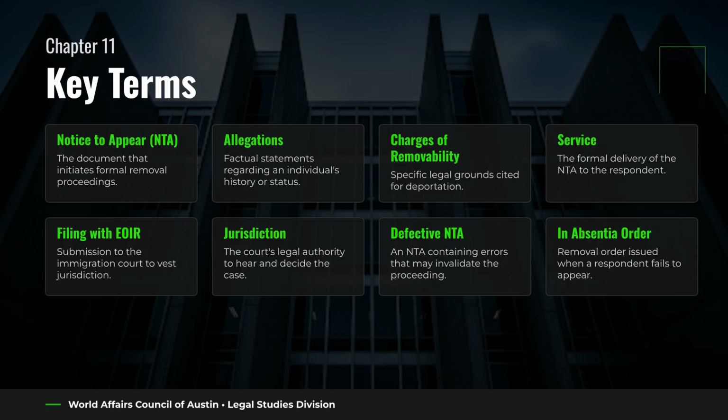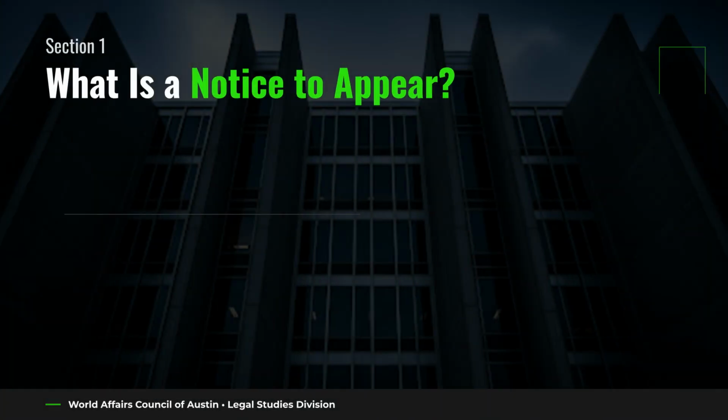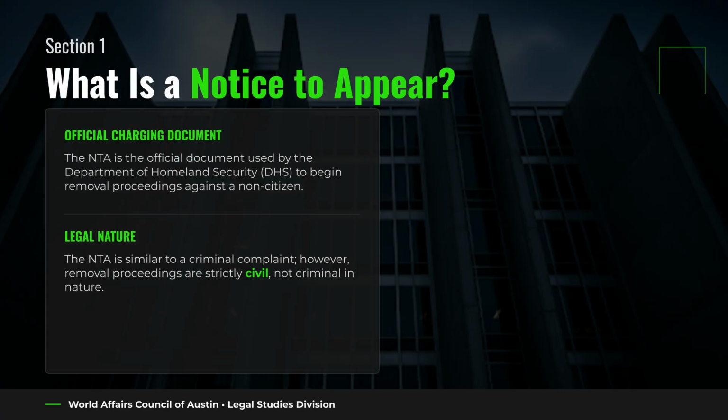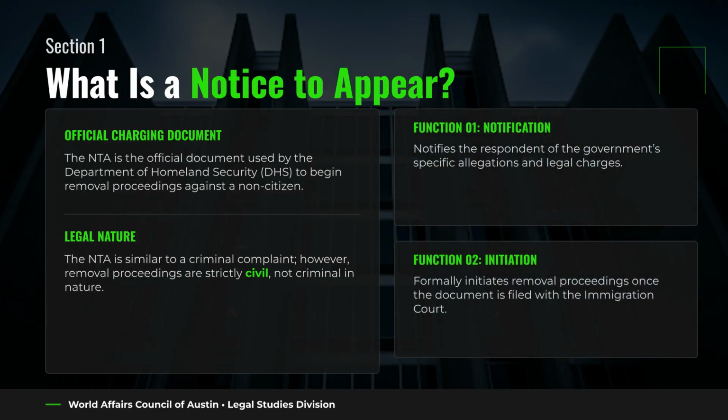Here are some key terms we will use. The Notice to Appear, or NTA, is the document that starts removal proceedings. Allegations are the factual statements, and charges of removability are the legal grounds for deportation. The NTA is the official charging document used by the Department of Homeland Security to begin removal proceedings. It is civil, not criminal, in nature. Its 2 main functions are notification of charges and the formal initiation of proceedings when filed with the court.